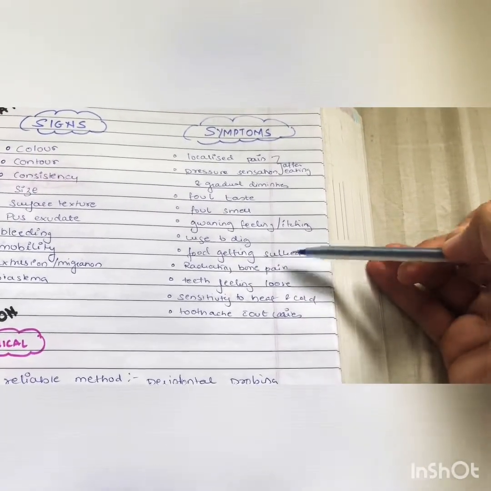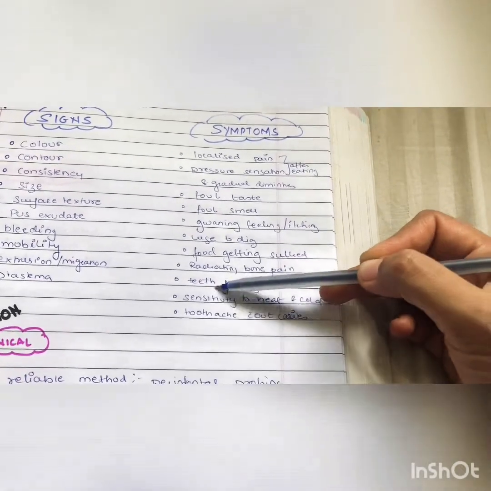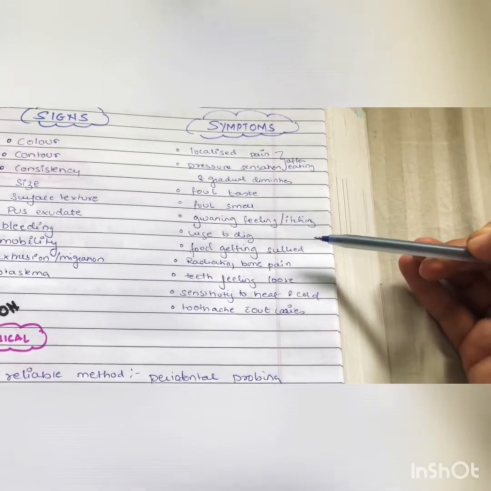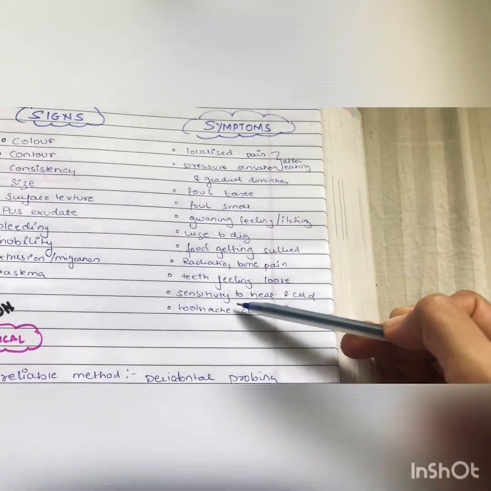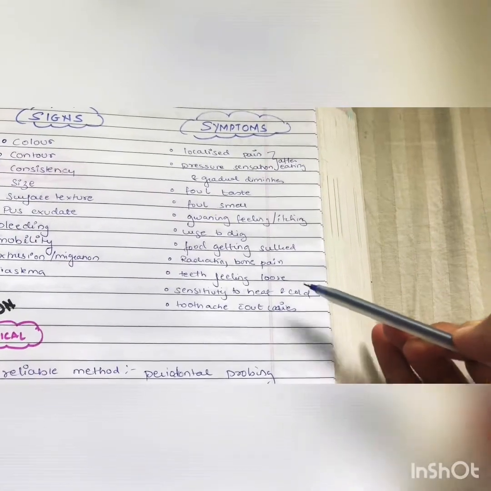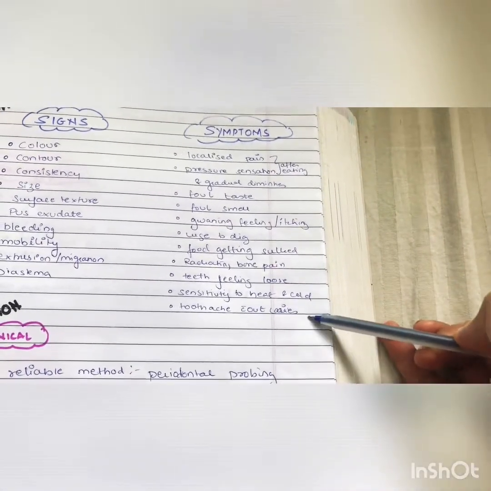Food getting sucked into the interdental area, radiating bone pain, tooth feeling loose because of the increased mobility because of the loss of periodontal supporting tissue. Sensitivity to heat and cold because of the exposure of your cementum, and toothache without any caries.